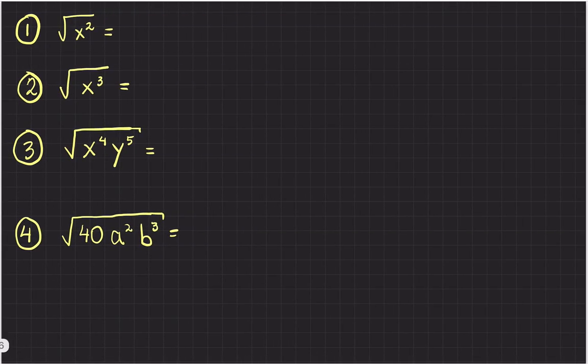What happens if you have variables or letters? You're going to do exactly the same thing. The question here is, let's say, what's letter to the power of 2 is x squared. Well, that's just x, right?